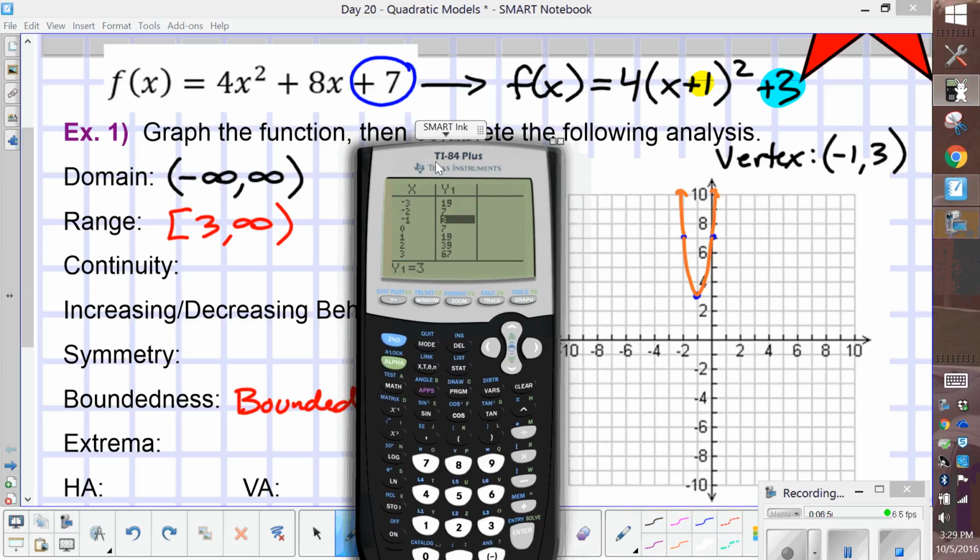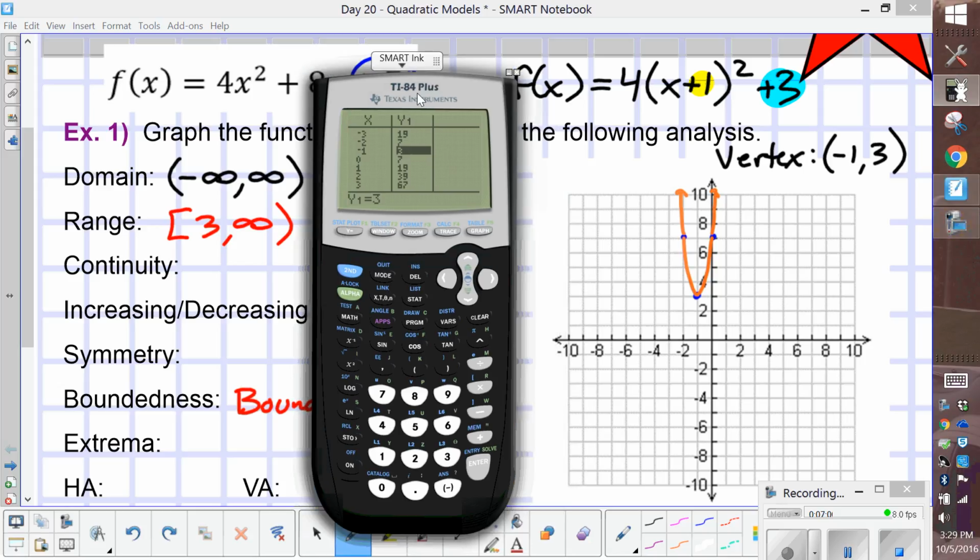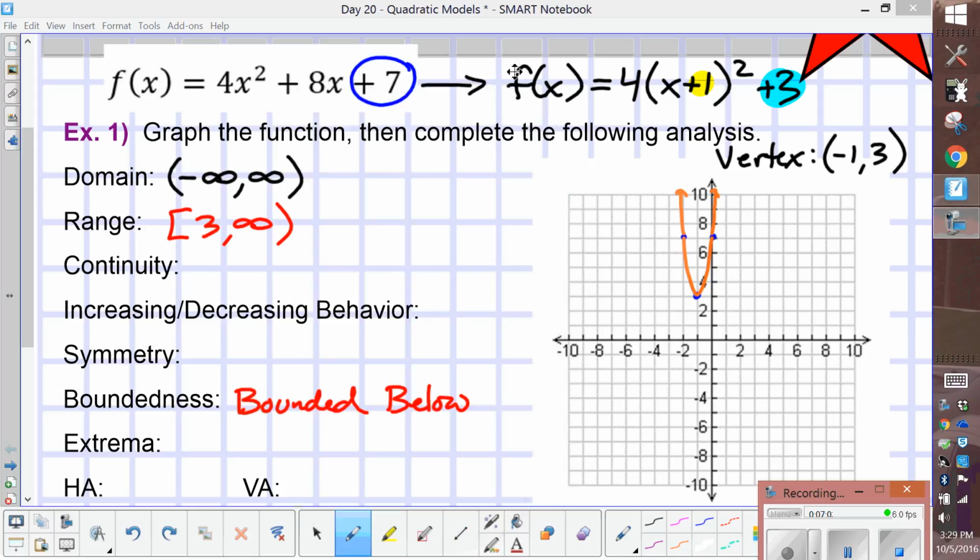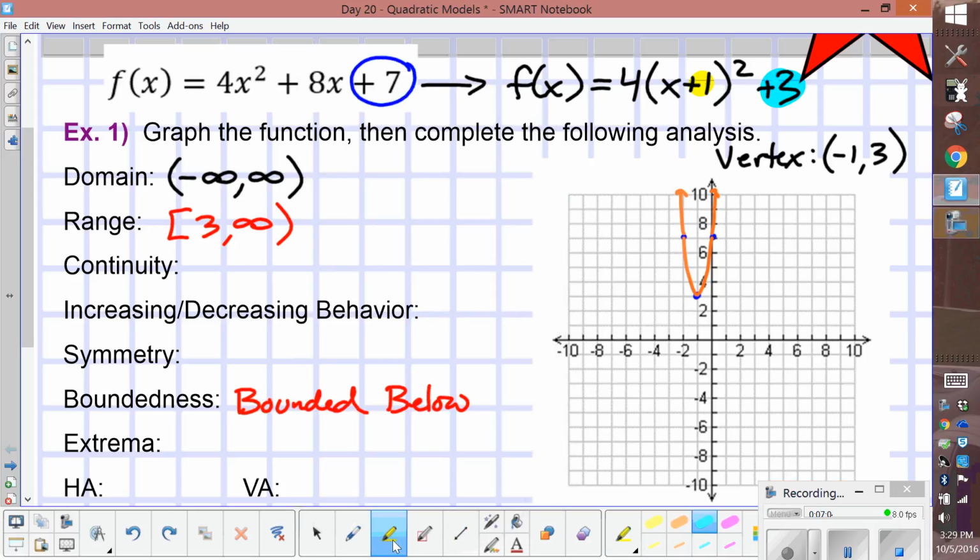Okay, continuity. Is there any place where my hand has to come off the graph? I'm going to go ahead and move this. I don't need my calculator anymore. So if I were to use a highlighter here, is there any place where my finger has to come off this graph? And the answer is no. So this is a continuous graph. So I would say continuous.